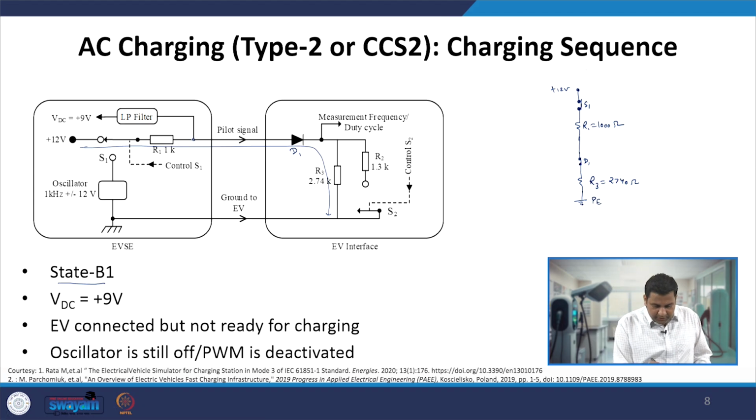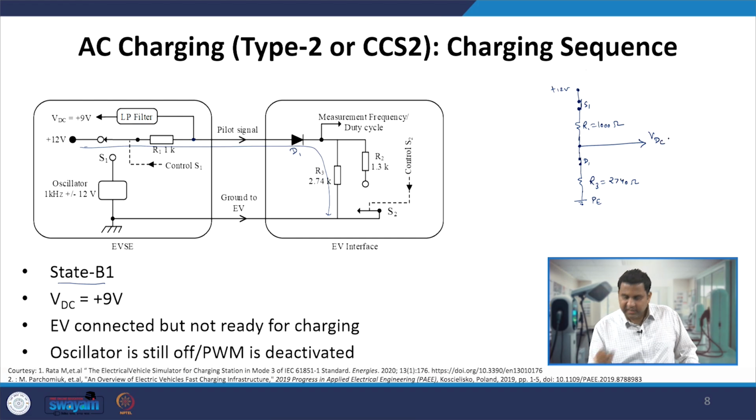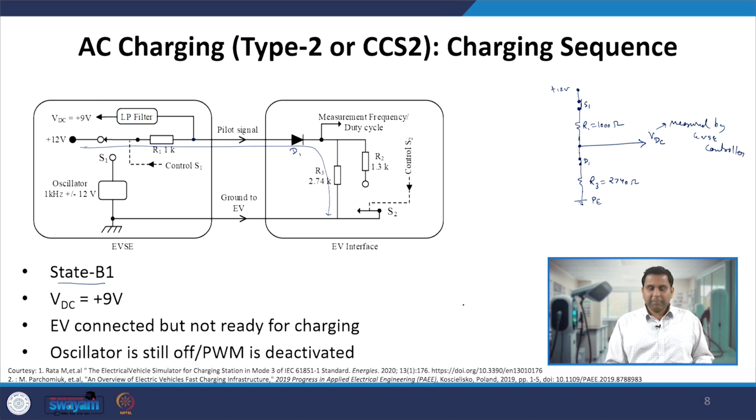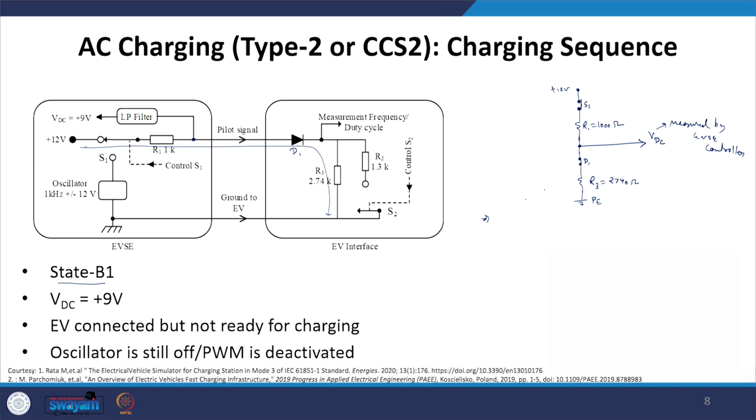This point is VDC, which is measured by the EVSE controller. Now in this state, let us calculate what the VDC value will be. It will be your 2740, which is coming over here, divided by 2740 plus 1000 ohm.